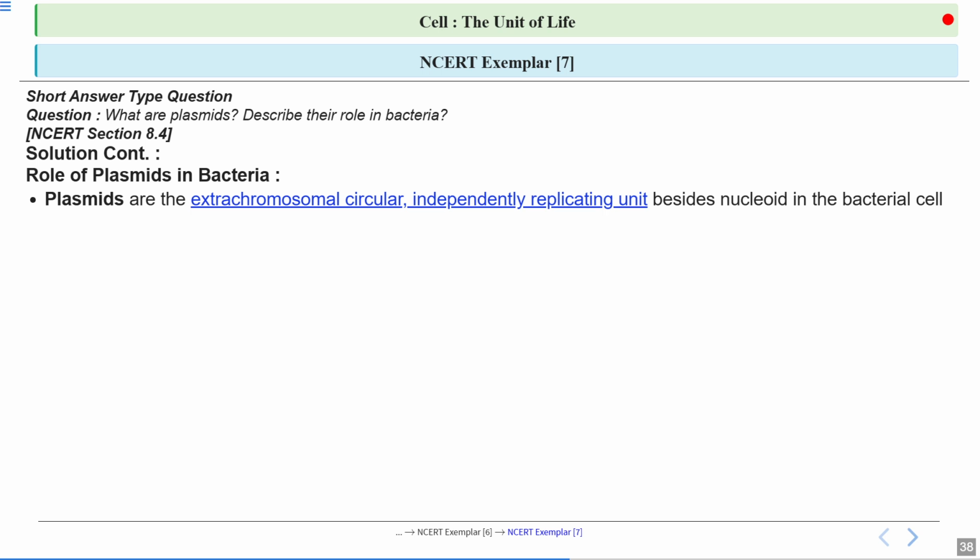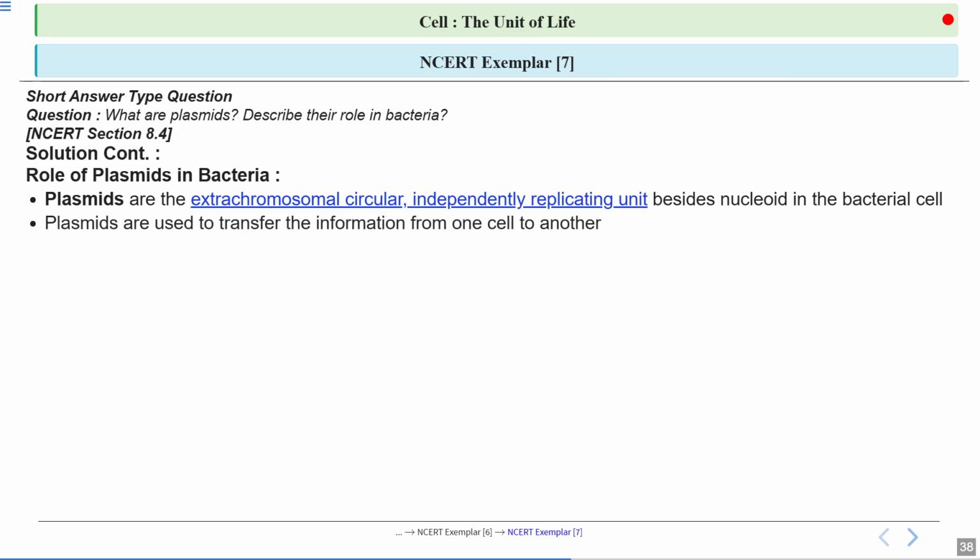because they can replicate on their own. They can make their own copy beside the nucleoid. Nucleoid means the circular DNA, which is also called chromosomal DNA. The plasmid is not the chromosomal DNA of the bacterial cell. Is it clear?